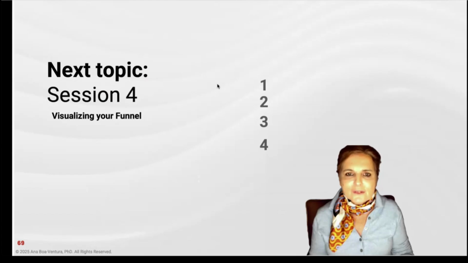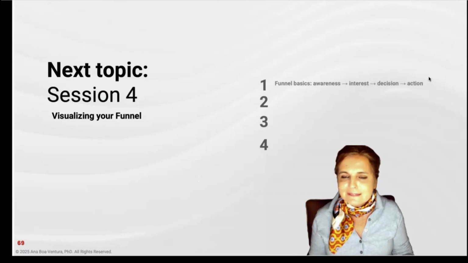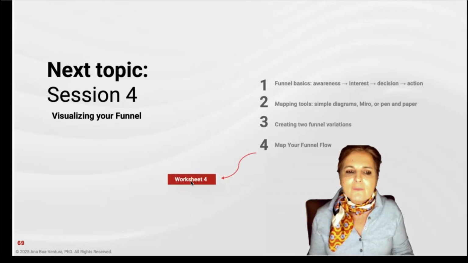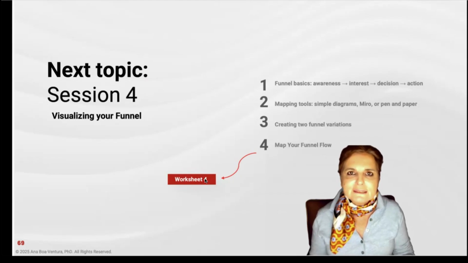And we'll have 4 sections. We'll start with funnel basics: awareness, interest, decision, and action. You remember that today we talked about awareness, engagement, and conversion. Well, this one is worded a little differently. Mapping tools, simple diagrams, Miro or pen and paper, creating 2 funnel variations, and finally mapping your funnel flow will be our exercise that, as always, will be guided. You'll find help on worksheet number 4.